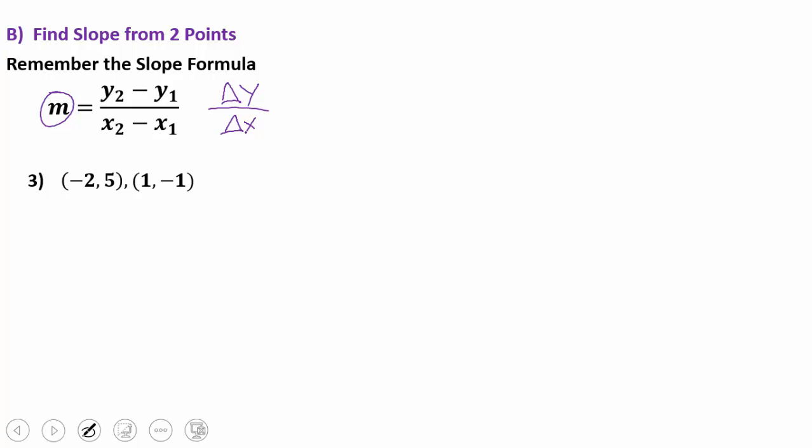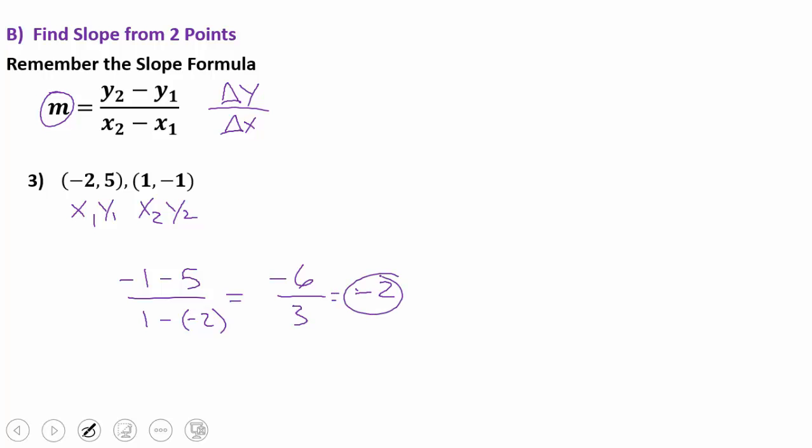And remember, it matters not which one of these points is x1, y1, and which one is x2, y2. I'll do it both ways real fast. So we're going to do x1, y1, x2, y2. And when we plug that into the formula, y2, -1, minus y1 is 5, over x2, 1, minus x1, -2. Now when we do that math, we get -6 over 3, which is -2 as our slope.